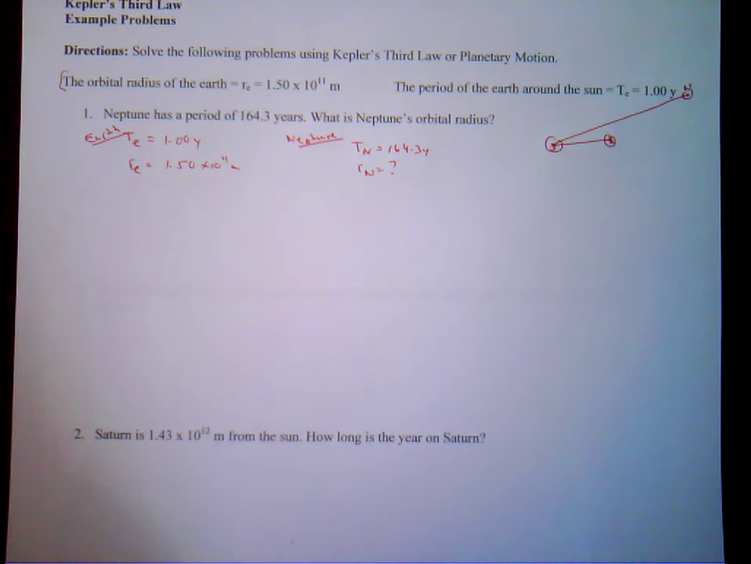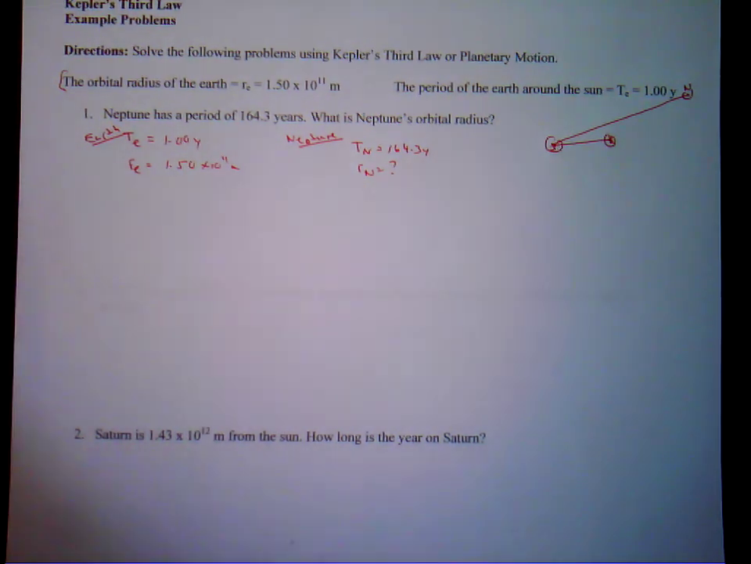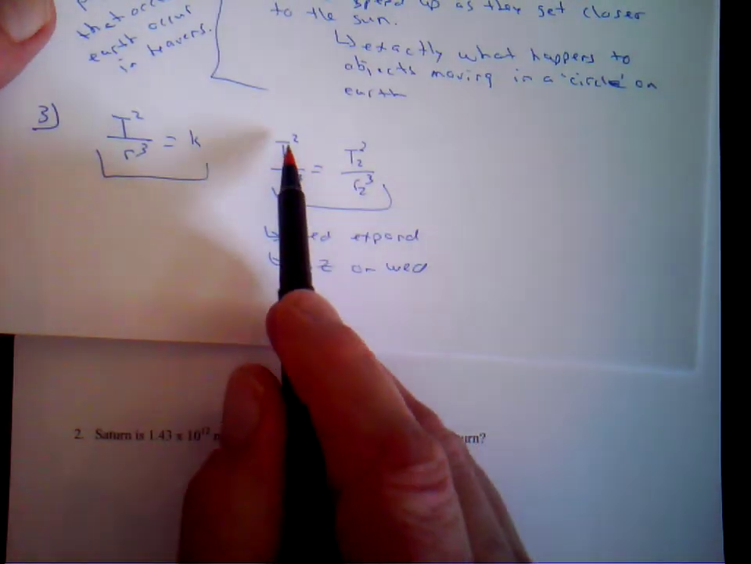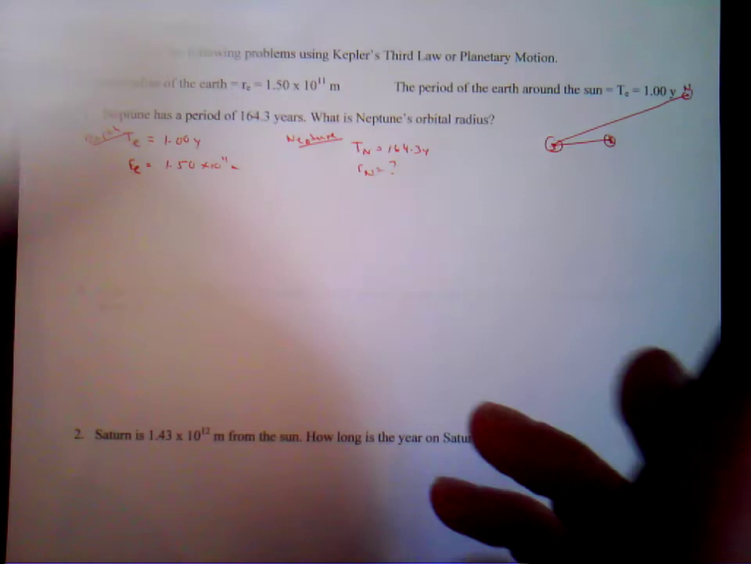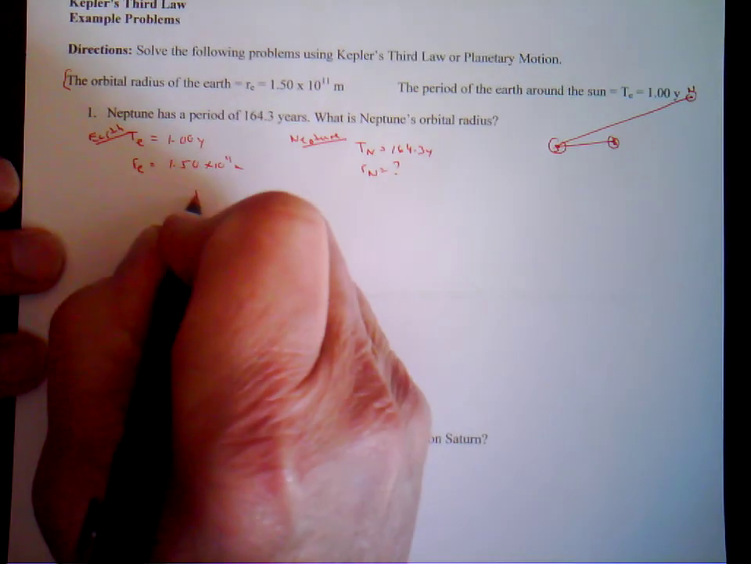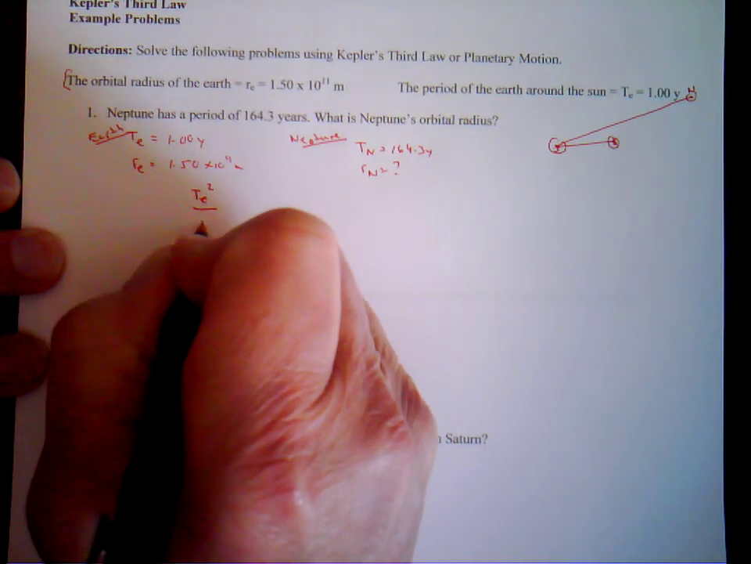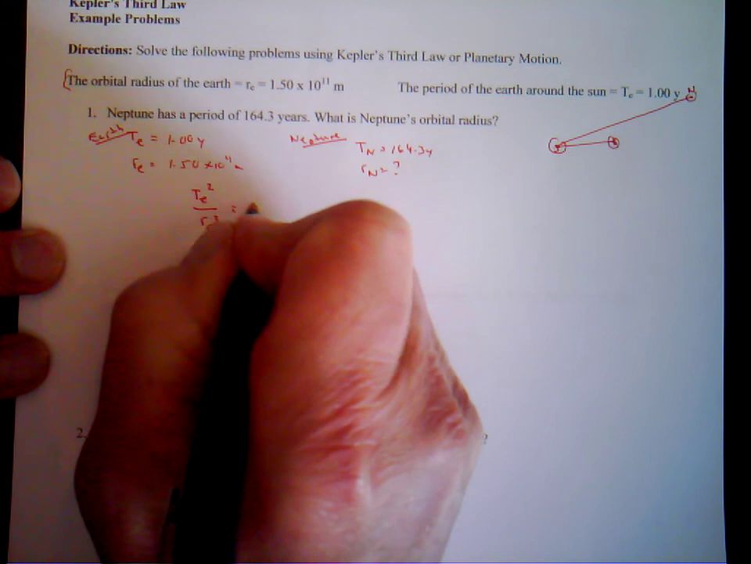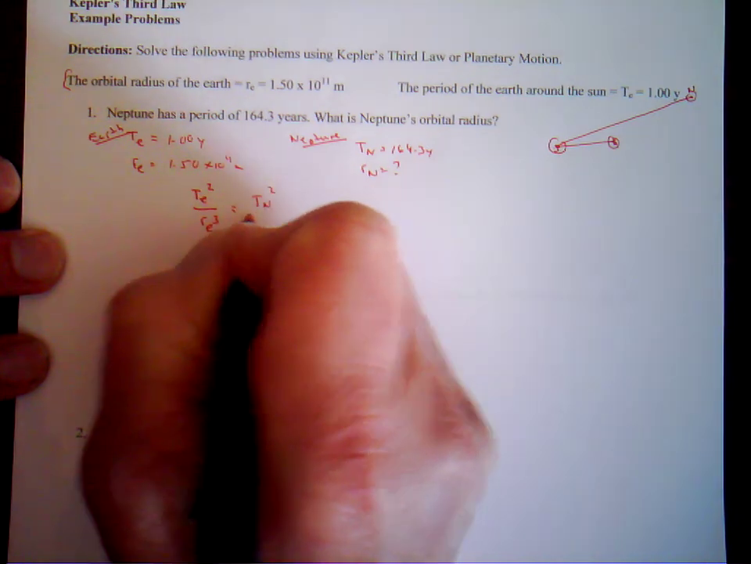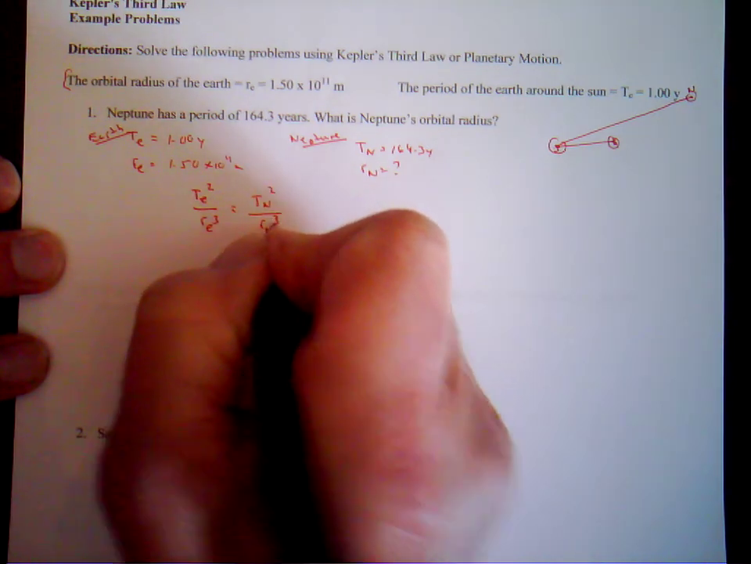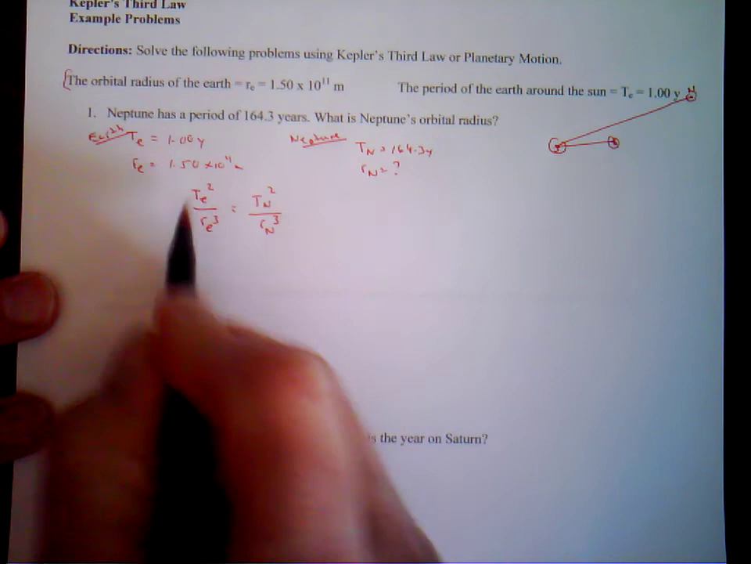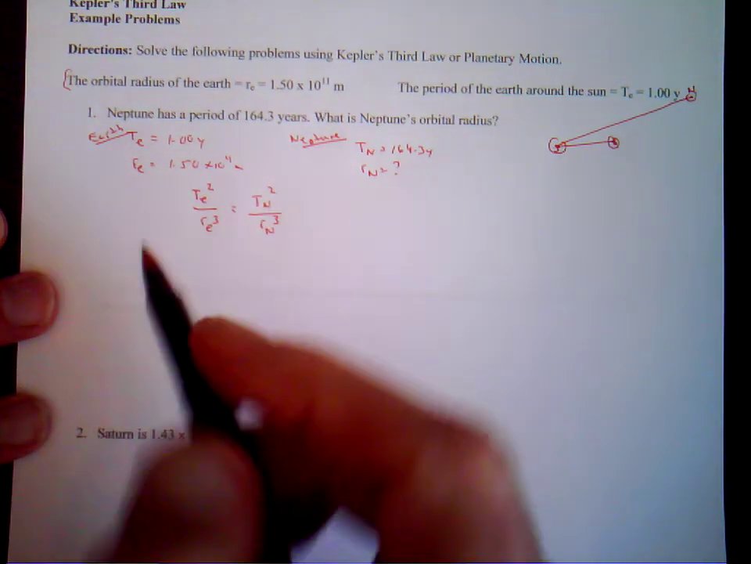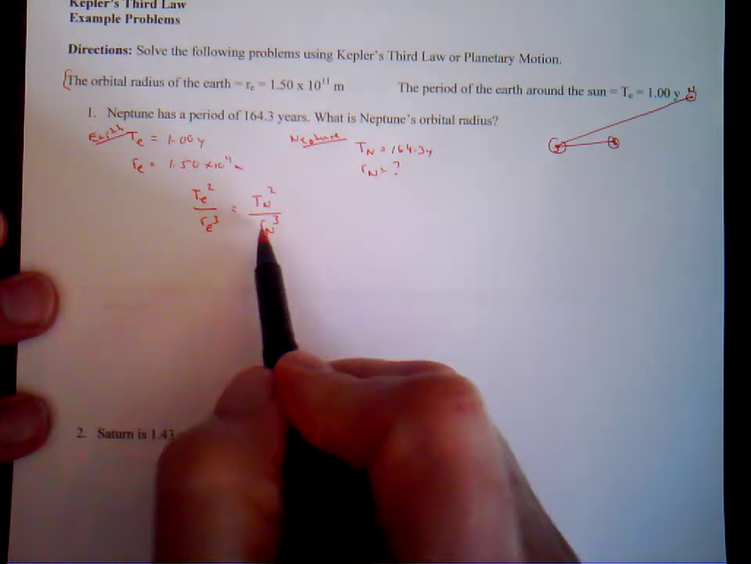Right? So let's see how we can do this. We know Kepler's third law, which is this: period squared over r cubed equals period squared over r cubed. So this is the period of the Earth squared over the orbital radius of the Earth cubed, equal to the period of Neptune squared over the orbital radius of Neptune cubed. That's the equation. That's Kepler's third law. But we know all four of these pieces of information except for one.